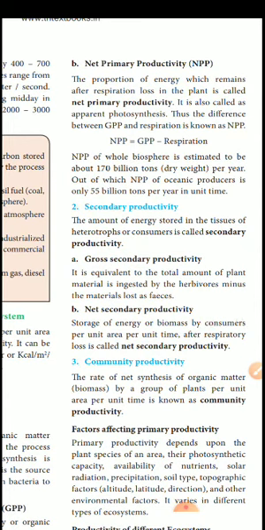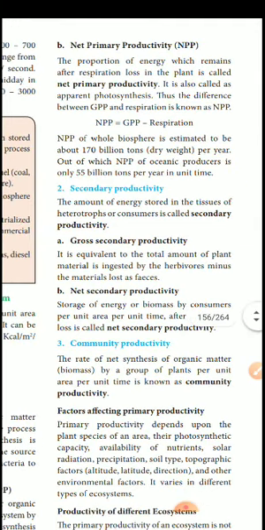So for the whole biosphere, GPP means the total, and if you subtract respiration, the answer is net primary productivity that can be consumed. The whole biosphere GPP is estimated to be about 170 billion tons per year. The NPP of the biosphere is only 55 billion tons per year in unit time.